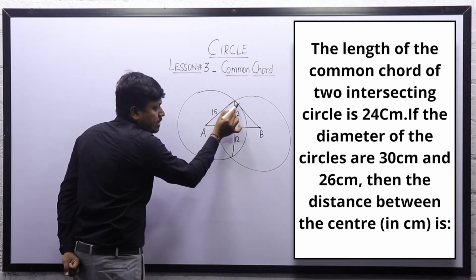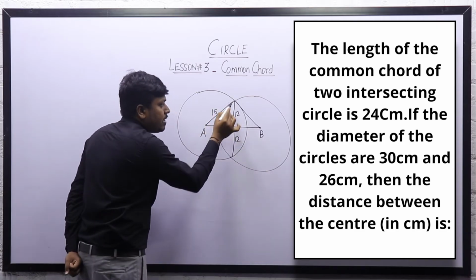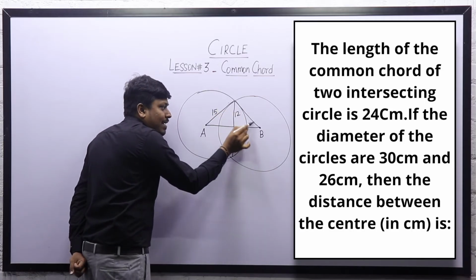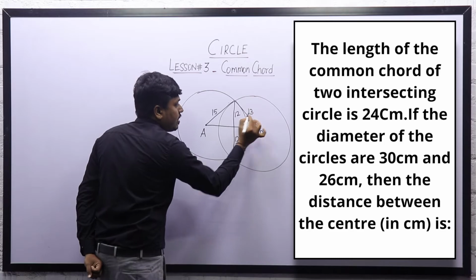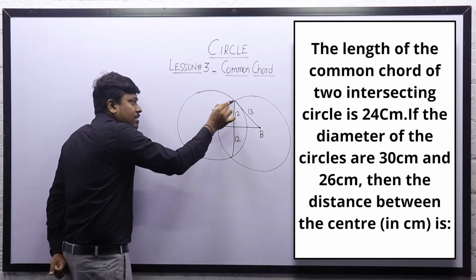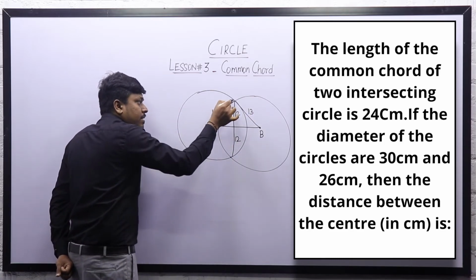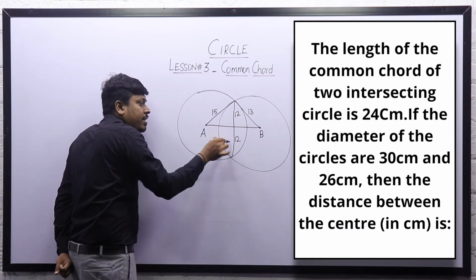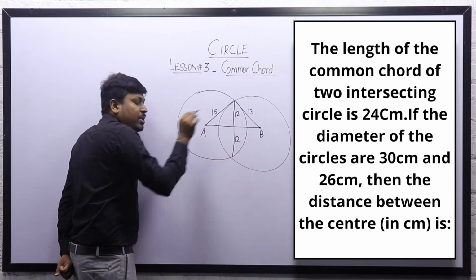Similarly, the second circle diameter will be how many centimeters? It is 26 centimeters, but our target is to see only the radius, so the radius will be 13 centimeters. Understood? Both these areas, right? So this circle's radius will be 15 centimeters and this circle's radius will be 13 centimeters, and the chord will be separated into two equal halves, and the first half will be 12 centimeters.